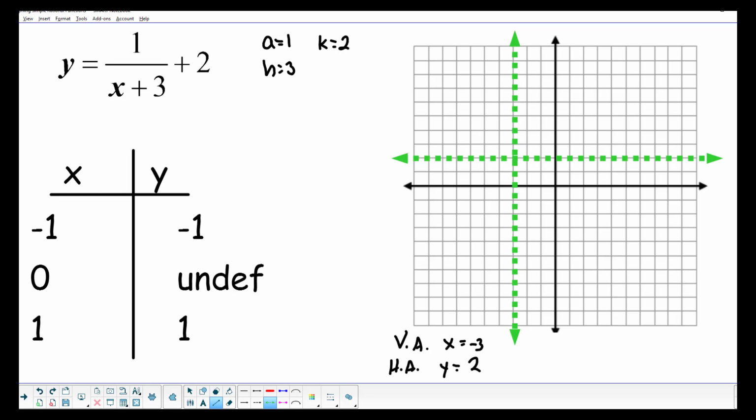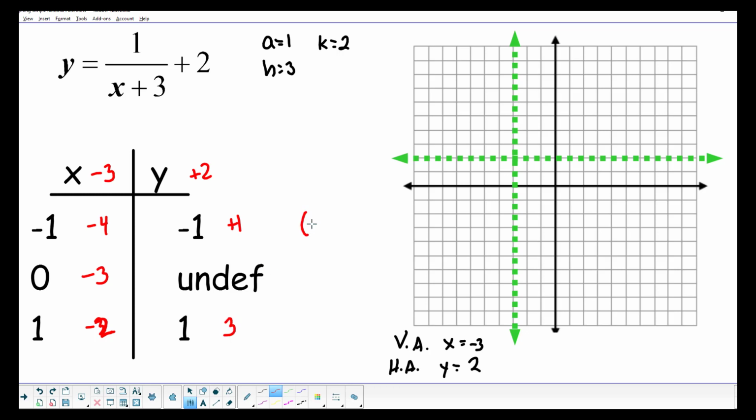Now let's find out exactly where the couple of points we need really should be. So when my h is positive, that tells me I'm doing the opposite. I'm moving everything to the left, so I'm subtracting 3 from each of these, and that gives me -1 minus 3 is -4. 0 minus 3 is -3, and then 1 minus 3 is -2. With the k values, that's adding 2 to all the y values. -1 plus 2 is 1. We can't add anything to undefined, so we skip right down here. And then 1 plus 2 gives us a +3.